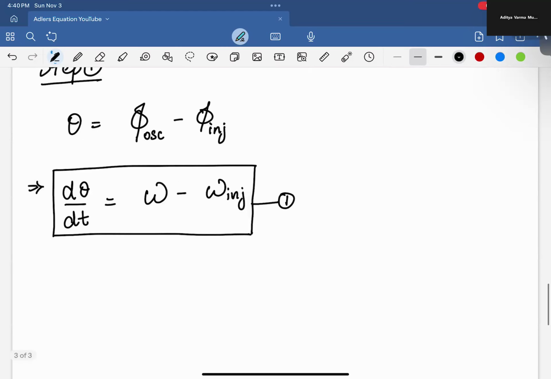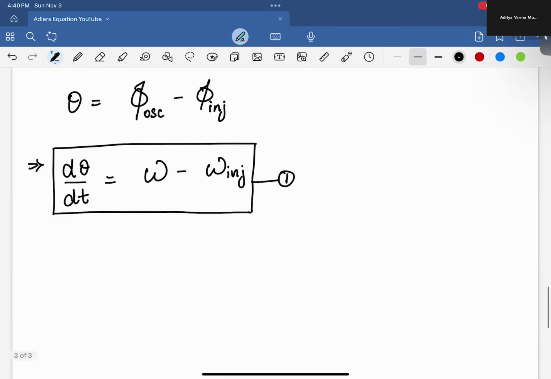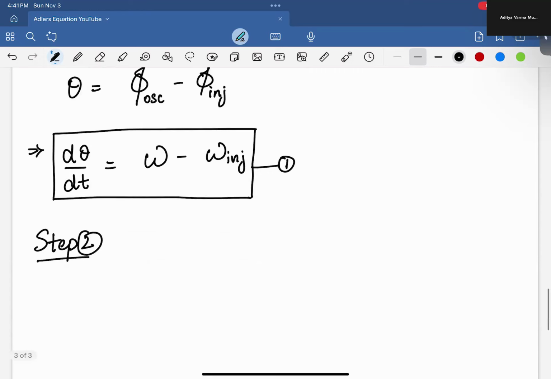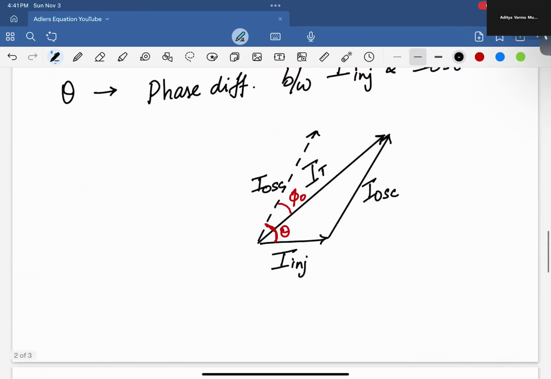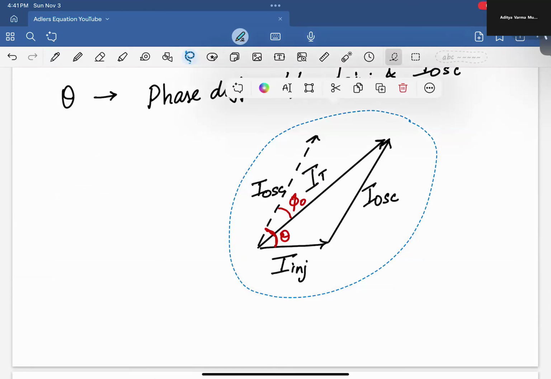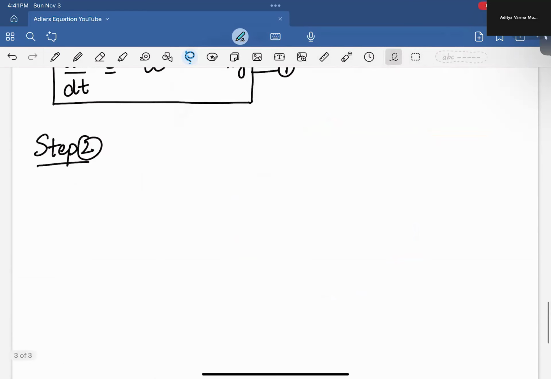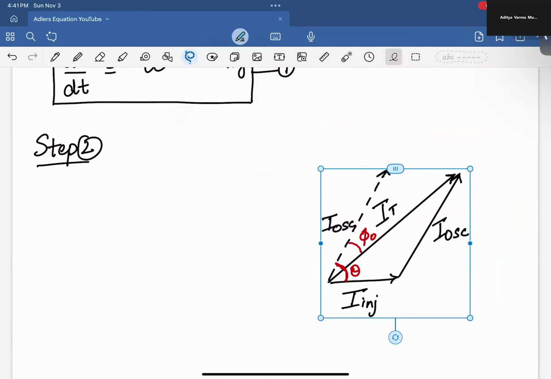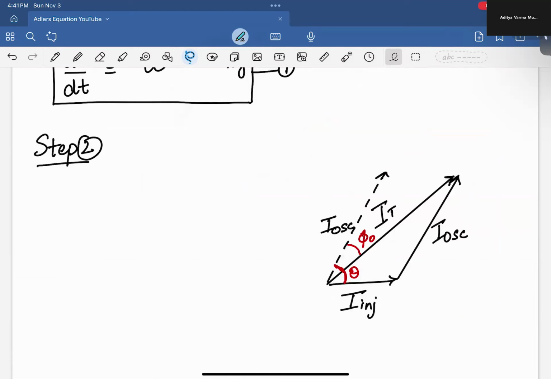Okay. Then step two is we'll just use some geometry. So let's copy paste this. Now you can see that if we extend this a little bit, this angle is also phi naught, because this angle is phi naught.